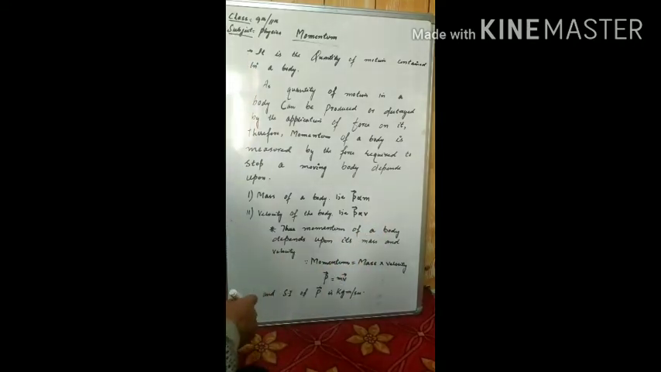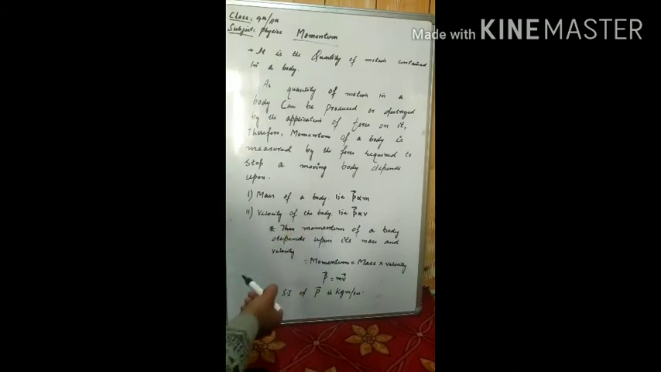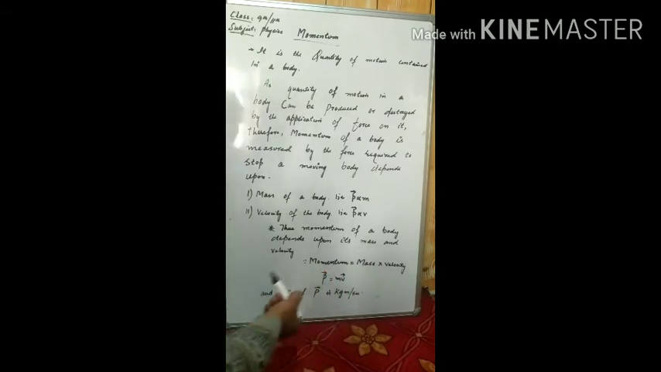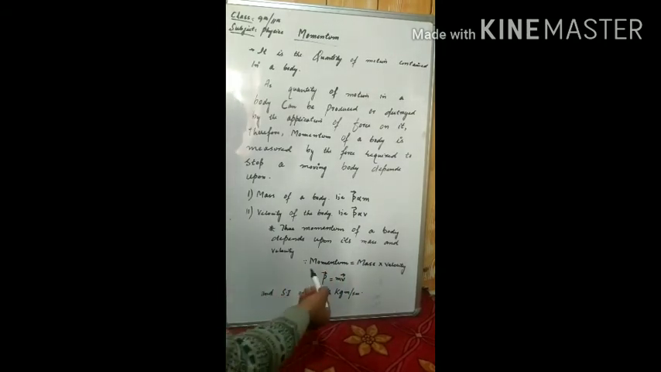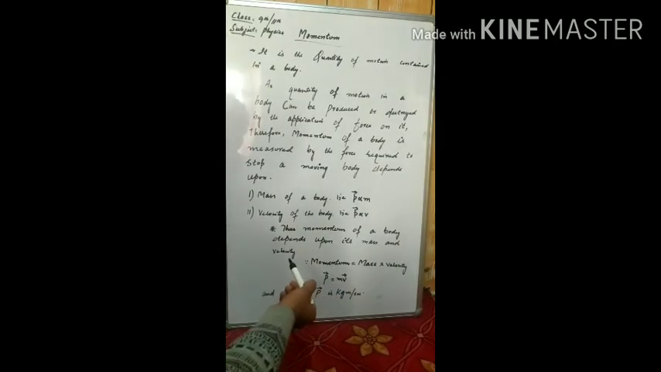Or in a nutshell, we can say the momentum of a body depends upon its mass and the velocity of the body. It is measured as the product of mass into velocity. As we know, momentum is a vector quantity. It is represented by the letter P with an arrow head. All the quantities which are vectors have magnitude as well as direction.